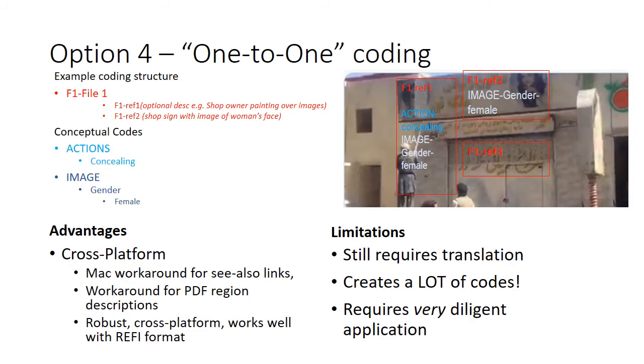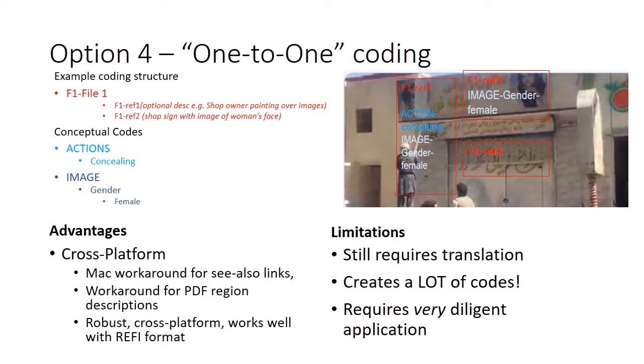So the 4th option we identify is what we would call one-to-one coding. One-to-one coding is about creating a code infrastructure that is used in one place on the source file, and then if it is used elsewhere, it is used as a link to that source file.